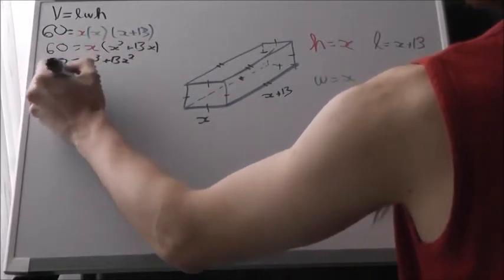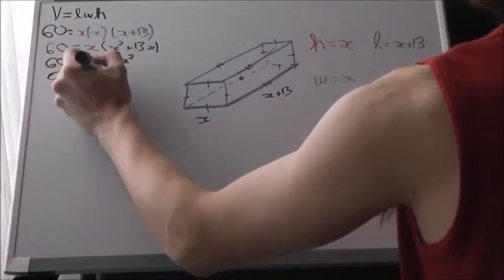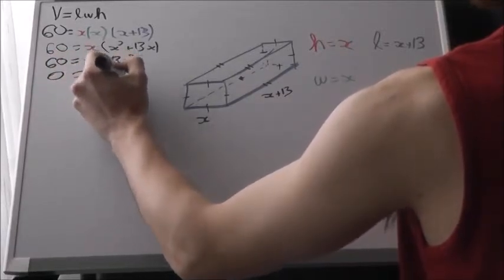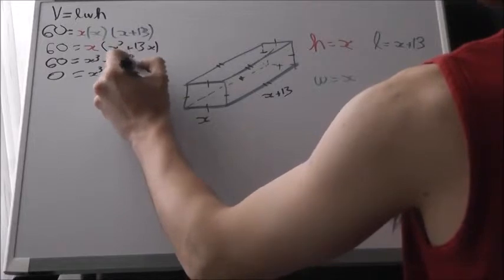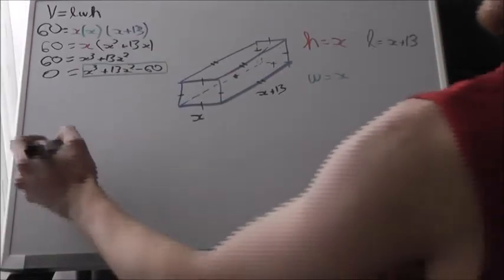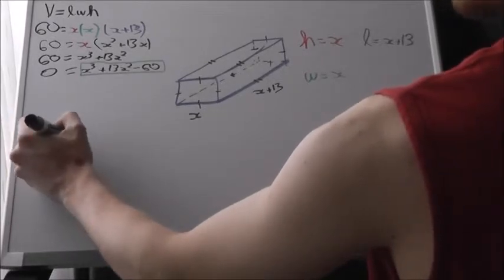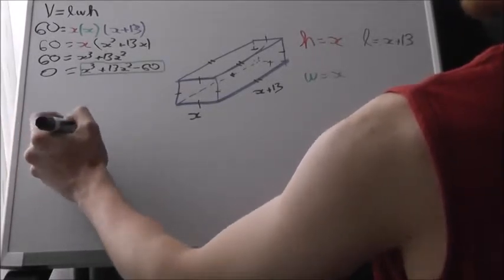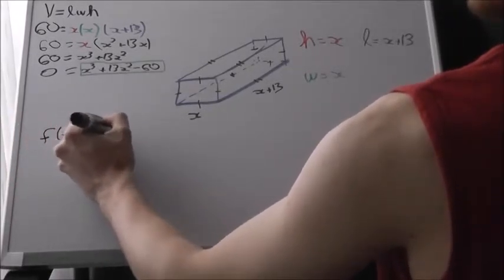Now we want to bring this 60 over, so we have to subtract it from both sides. So we're left with 0 equals x cubed plus 13x squared minus 60. We need to find the roots of our equation. f of 1 gives us 46. So that does not equal 0, so that means it is not a root.